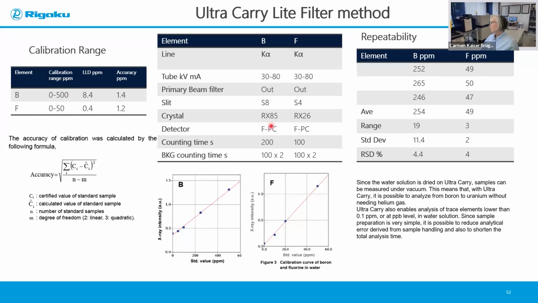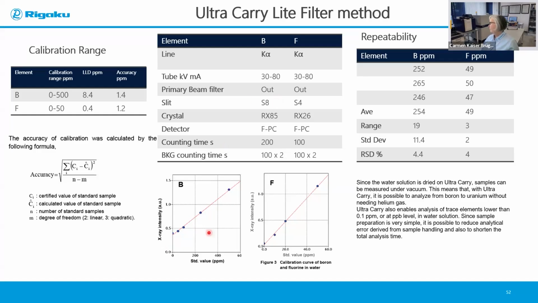So in both cases, we used two different kinds of crystals. For boron, we have the dedicated RX85 crystal. And for fluorine, in this particular example, I showed the RX26, and both of them using the flow proportional detector, showing you what kind of excitation conditions we use for the K-alpha lines, and of course the collimator. So with the collimator for boron, we want to use a special kind so that we can get a good signal.